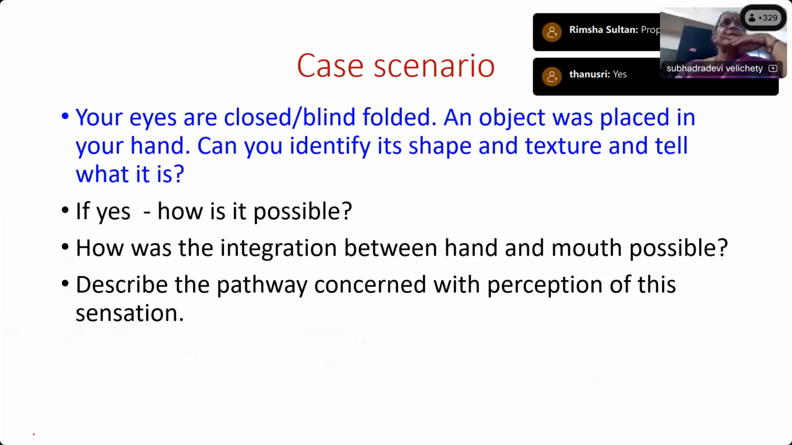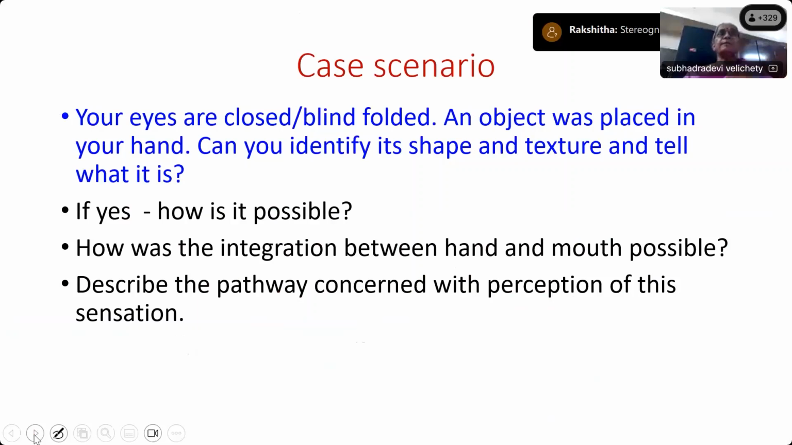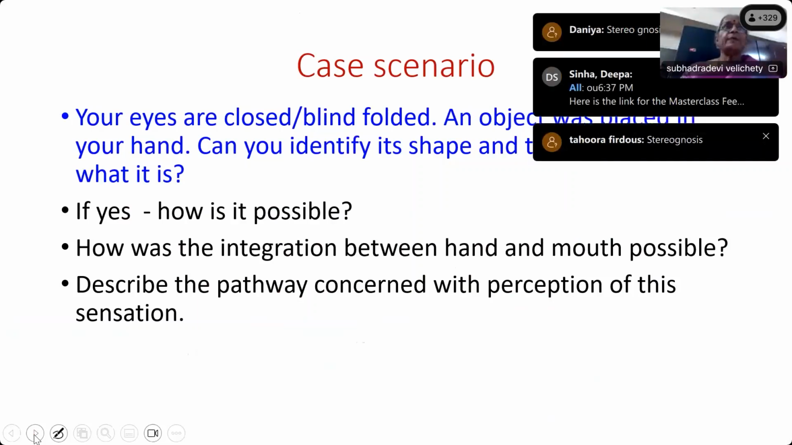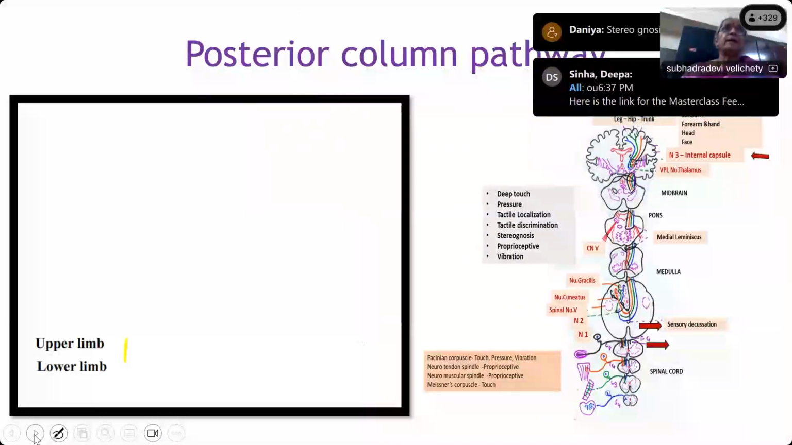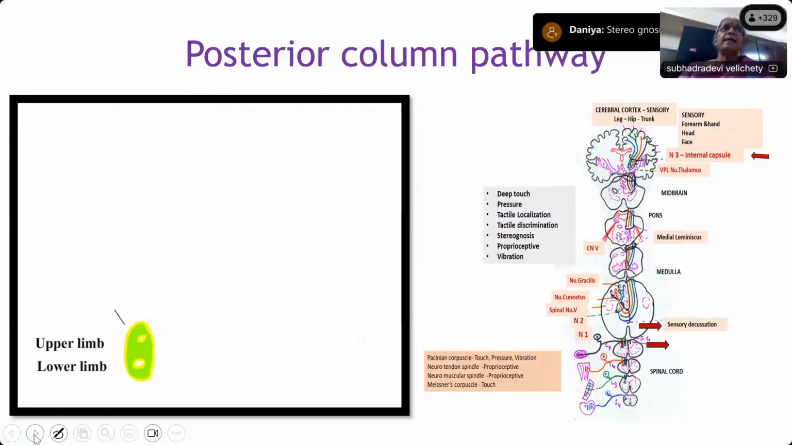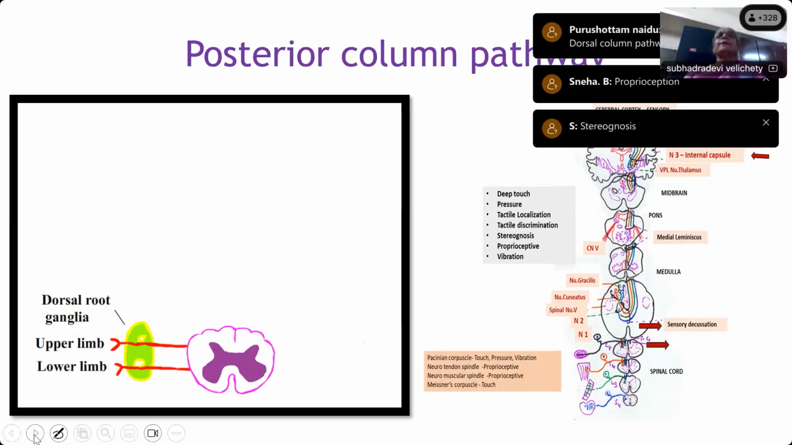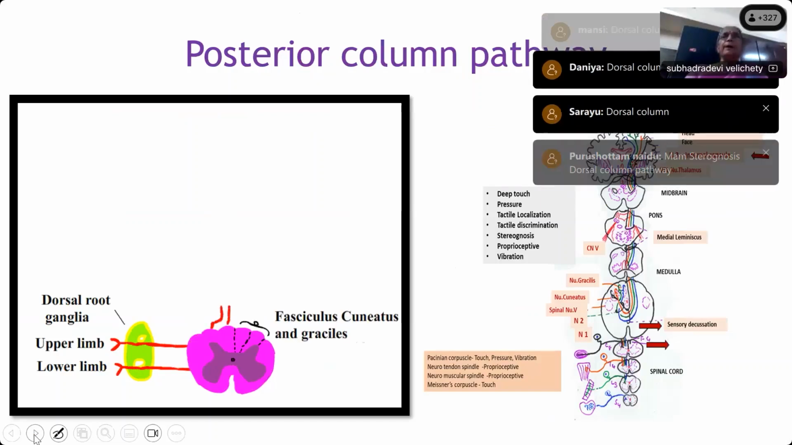Proprioception. Started thinking. Good. Describe the pathway concerned. Okay, stereognosis, very good. Okay, there's the one, good words. So how to link it? Okay, that is the one. And see this one and tell whether you will be able to understand the pathway. To simplify, you are using good words. Okay, yes, dorsal column pathway. And what is that pathway?